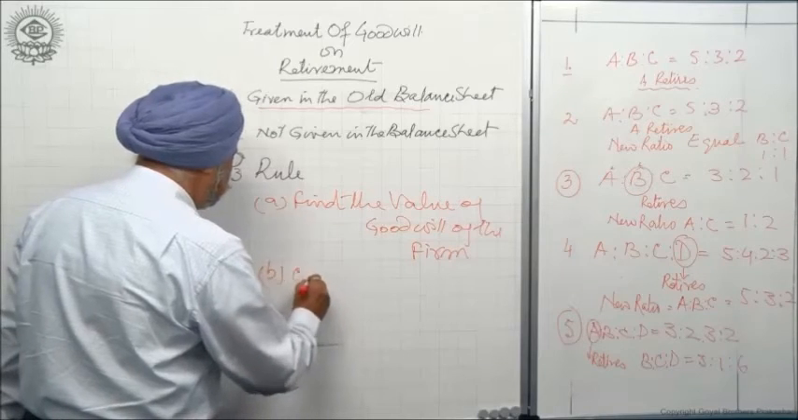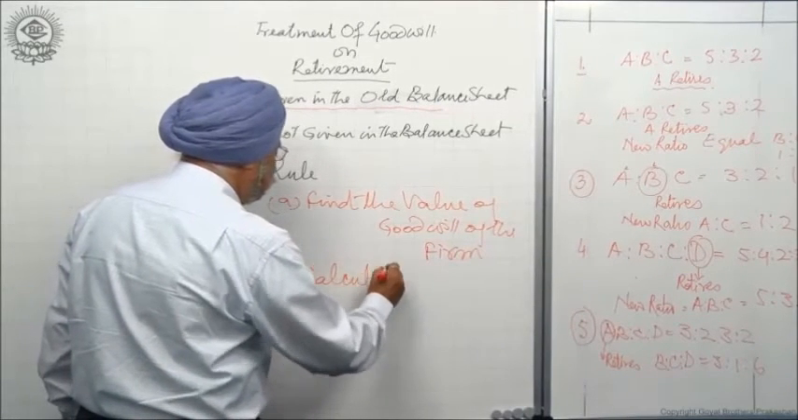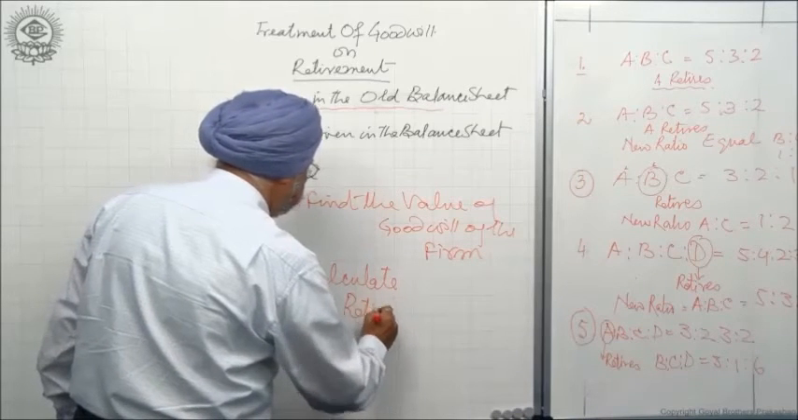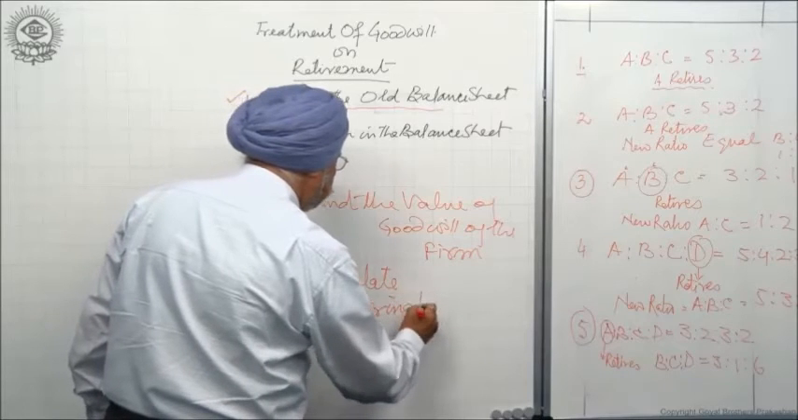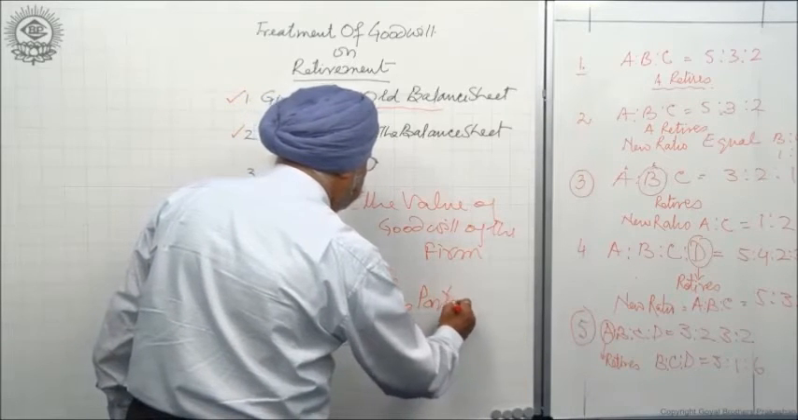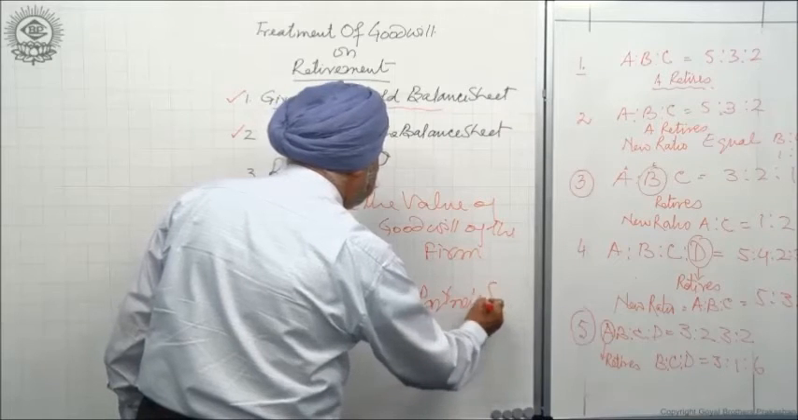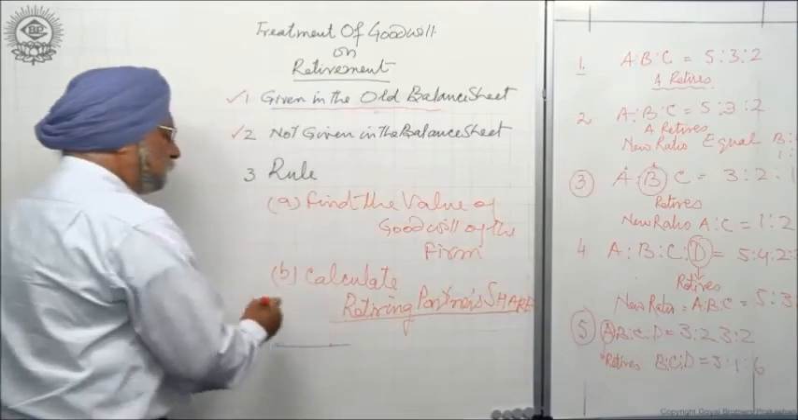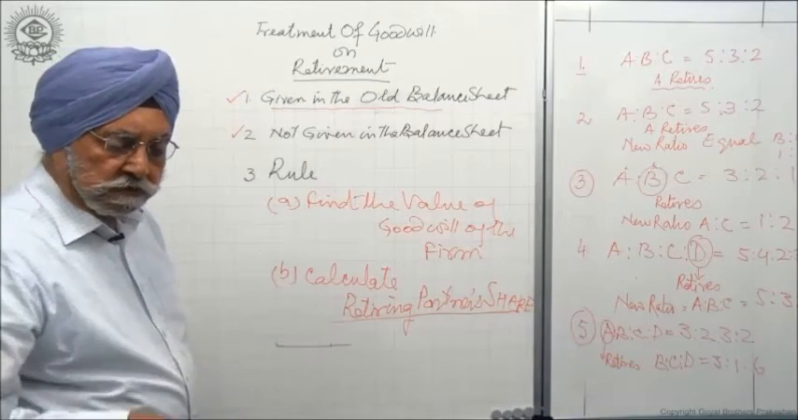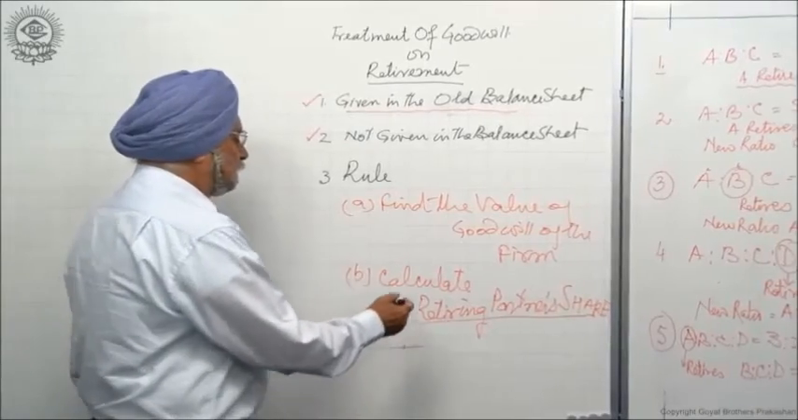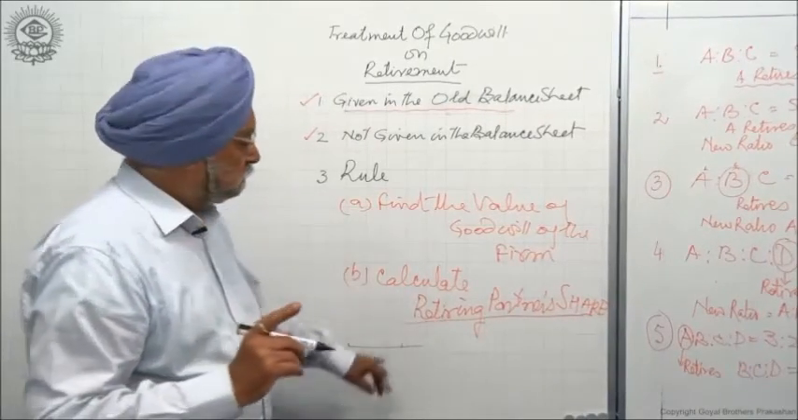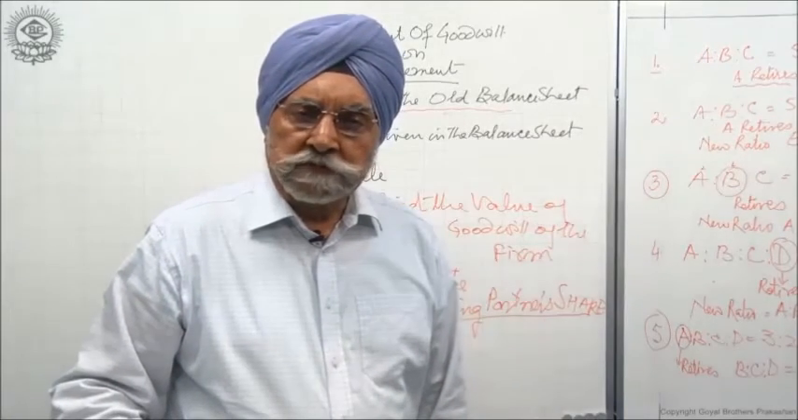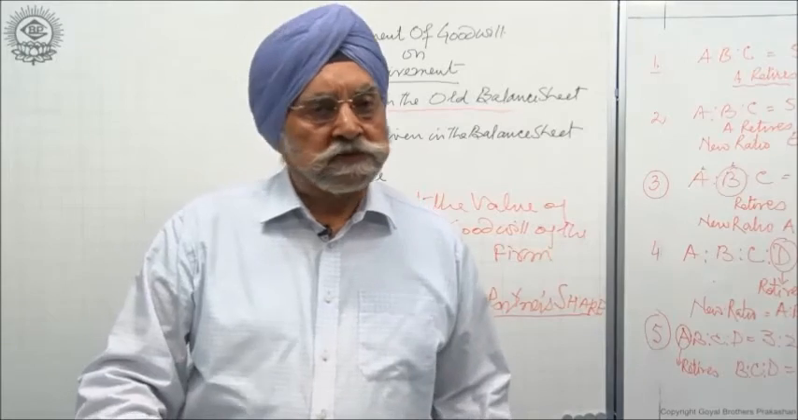Step B: calculate retiring partner's share. This share will be paid to the retiring partner. Find out the total value of the goodwill of the firm. If it is given, it is fine.